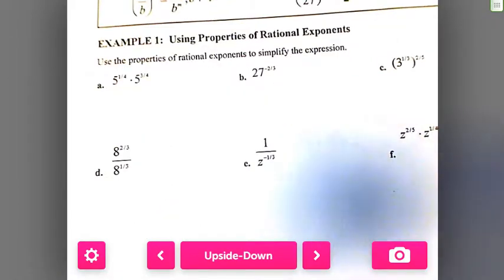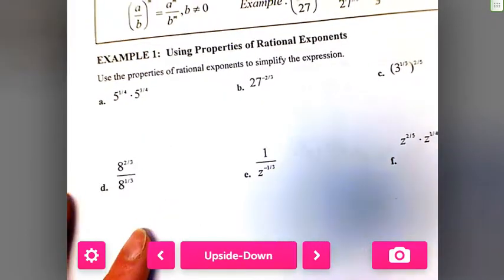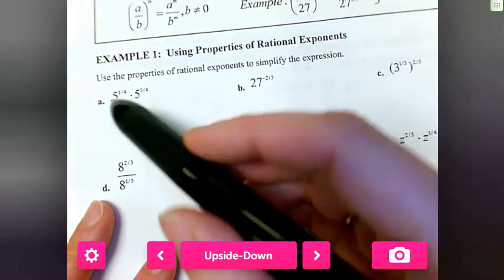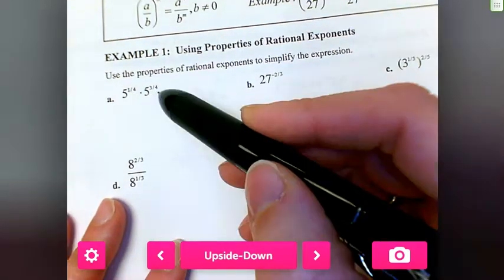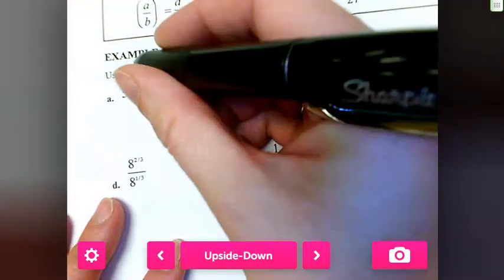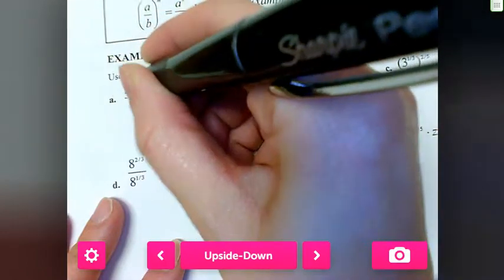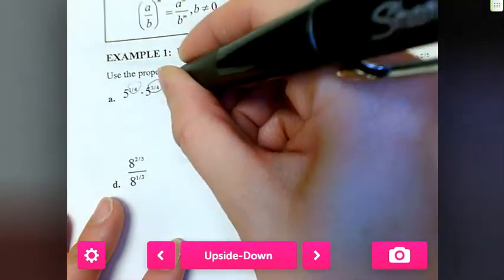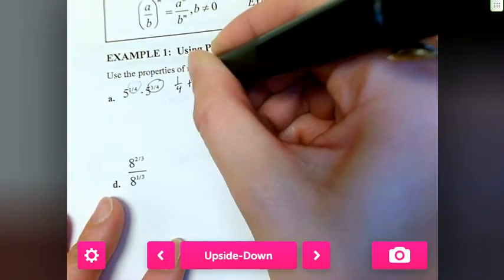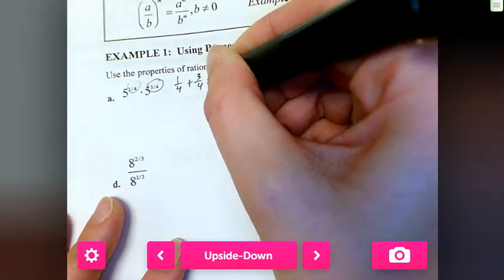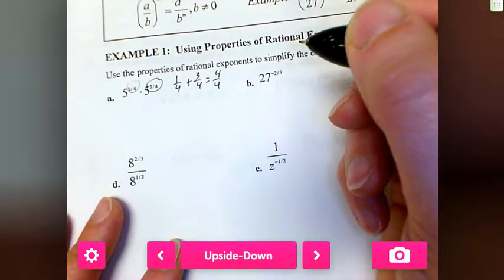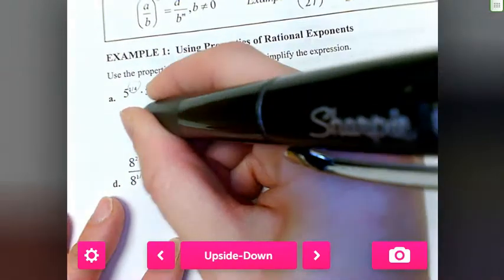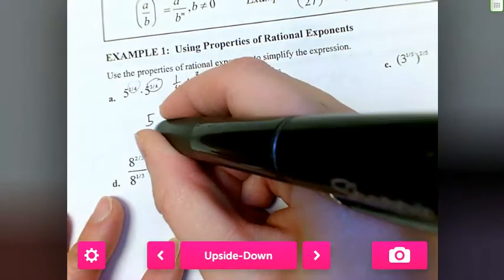All right, so if we look at A, the base is the same. We have 5 for a base for both of these. So I know that I'm going to just add my exponents together. 1/4 plus 3/4 is 4/4. 4/4 is what, guys? 1. So it's 5 to the 1, so that's just 5.